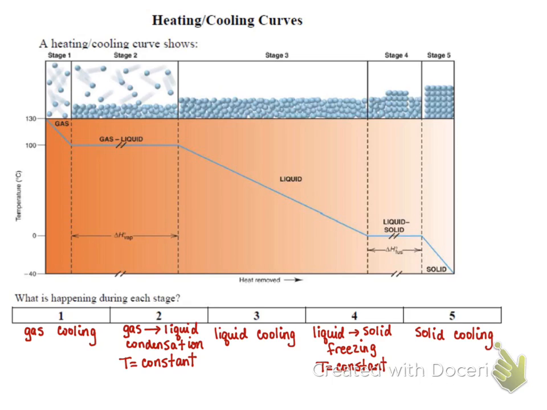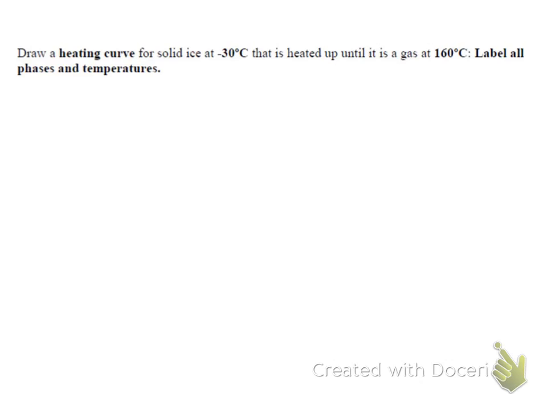you guys are going to draw a heating curve for ice. So again, for water, it's going to have melting point at 0, boiling point at 100, like normal water, and start at -30, and then heat it up until it gets to 160 degrees Celsius. Label all the phases and all the temperatures. You don't have to draw particle diagrams, but you could if you wanted to, but it's hard to fit it all in. But definitely label all the phases, label all the temperatures, and label all the phase changes.